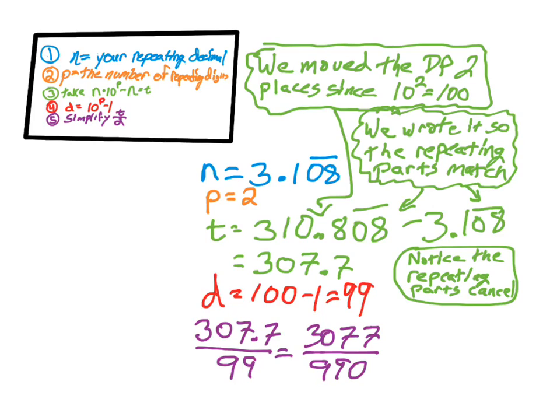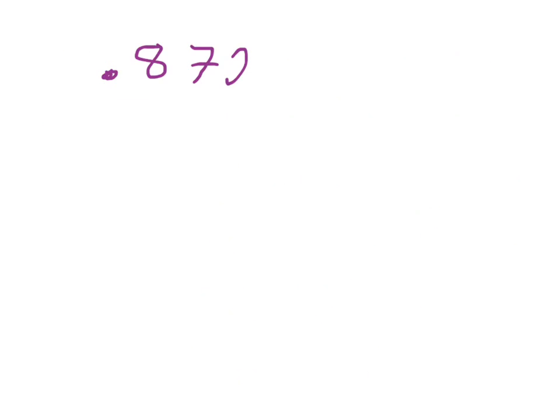Let's take a look at another example. And this time, we're going to not do it so robotically. We're going to kind of think about it a little bit more. So here's an example, 0.8725. And you'll notice that 3 places are repeating.